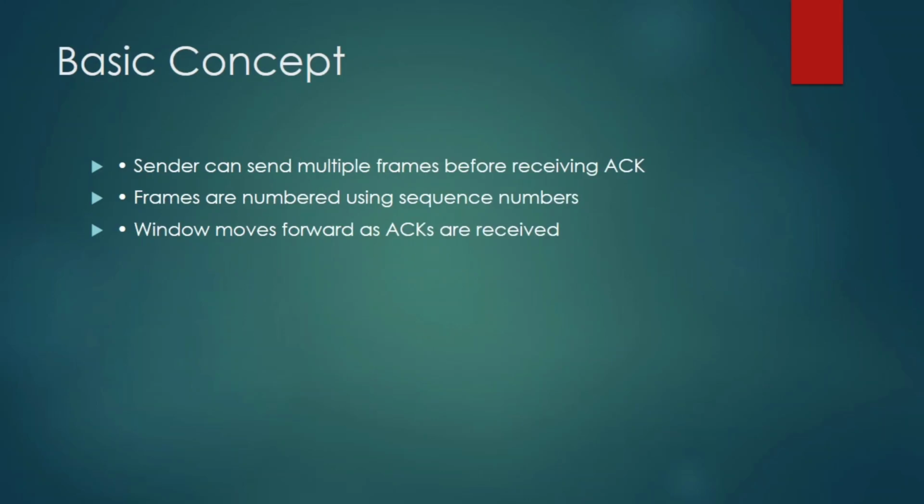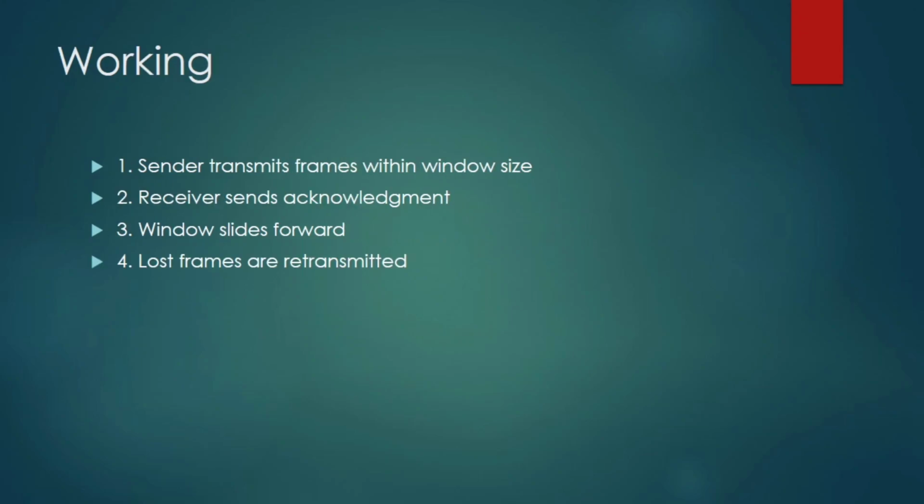Suppose the sender maintains the sending window and the receiver maintains the receiving window. Window size defines how many frames can be sent without acknowledgement. Each frame is assigned a sequence number, and as an acknowledgement arrives, the window slides forward to allow new frames. This is the concept. The frames are sent one by one to the destination; the main thing is that we check the acknowledgement.